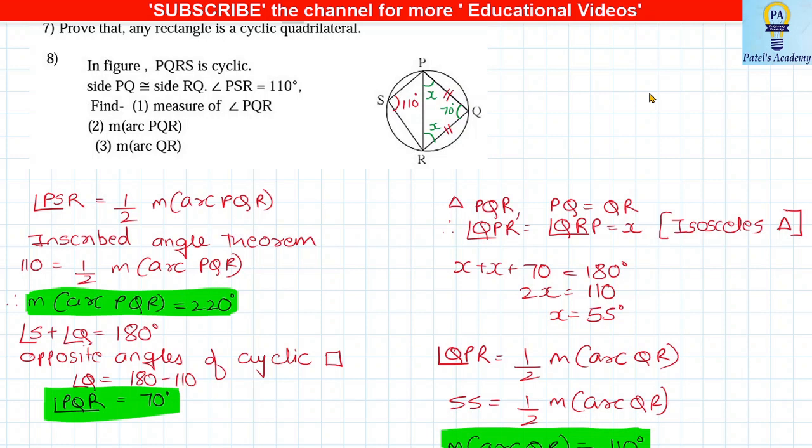Next is opposite angles are supplementary. Okay, see, angle S and angle Q. Angle S and angle Q, these are nothing but the opposite angles. So S plus Q is 180. So angle Q is going to be 70 degree. That is the second thing what we got here. Okay, on the left hand side, so on the left hand side, we found two things. Arc PQR is 220 and angle Q is 70 degree.